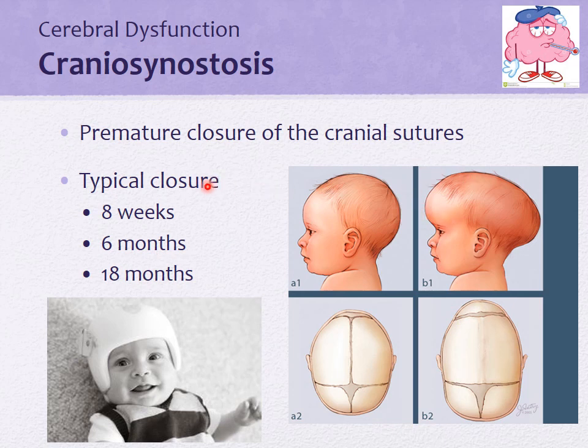So typically, if this were to close early up here in front, you'd see more of a bulge on the front area here. But remember, typical closure: at 8 weeks or by 2 months, that posterior fontanelle is closed. By 6 months, you'll start to see that the suture lines are beginning to interlock, their serrated edges, and come together, which is normal. And then by 18 months, this anterior fontanelle will close. Those are the typical closures.